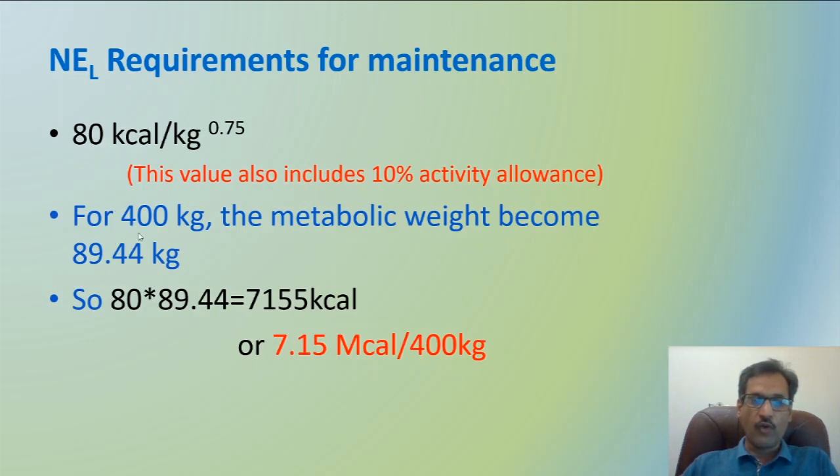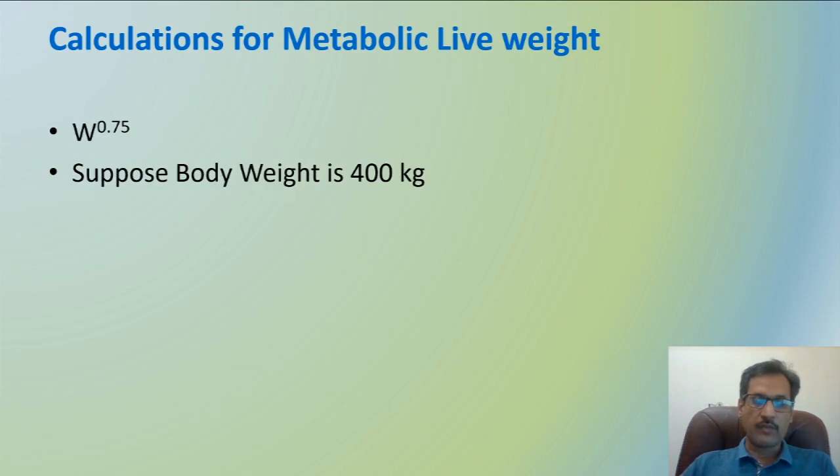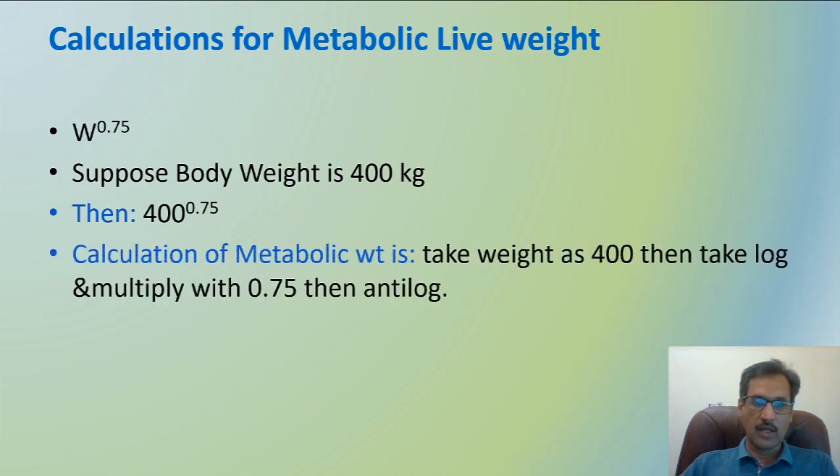So for a 400 kg animal, we can calculate the metabolic weight, which becomes 89.44. Now how can we calculate the metabolic body weight? The metabolic body weight can be calculated by using this formula: body weight raised to power 0.75. Like if the animal body weight is 400 kg, then it can be written as this. Simply take the log of 400, multiply that value with 0.75, and then take the anti-log. In this way we can calculate the metabolic body weight.